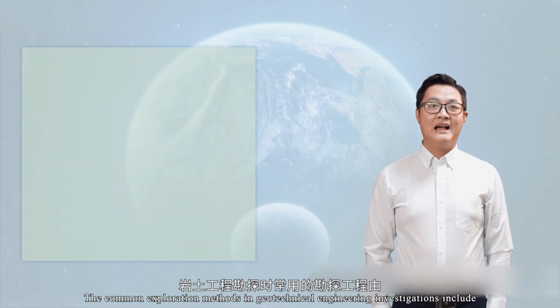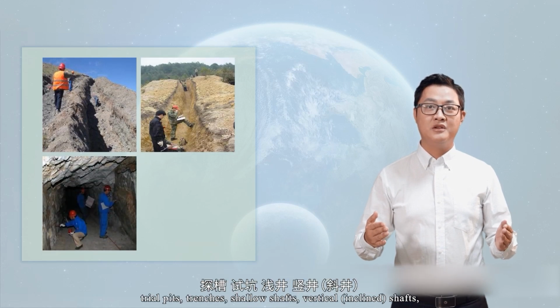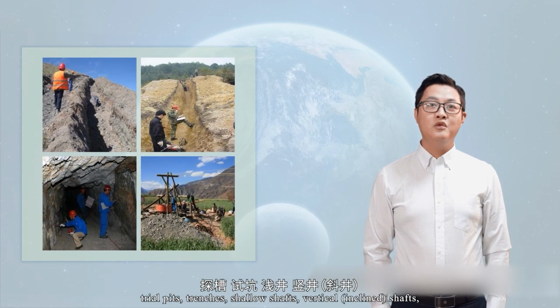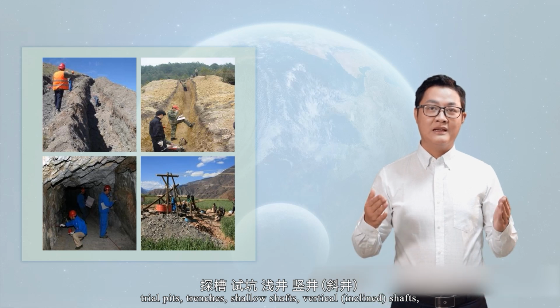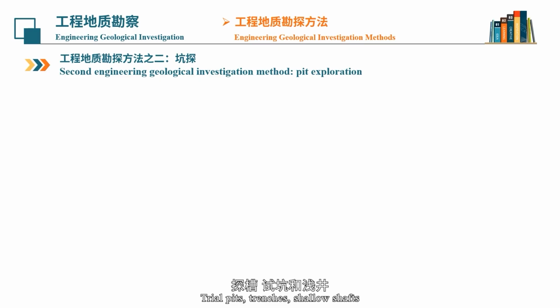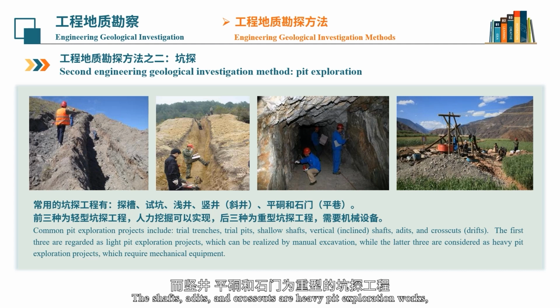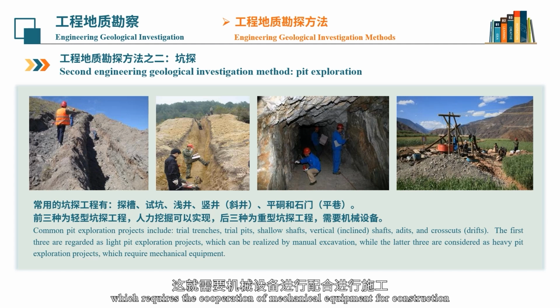The common exploration methods in geotechnical engineering investigations include trial pits, trenches, shallow shafts, vertical and inclined shafts, adits, crosscuts, and drifts. Trial pits, trenches, and shallow shafts are light-duty pit exploration works, which can be achieved by manpower mining. The shafts, adits, and crosscuts are heavy pit exploration works, which require the cooperation of mechanical equipment for construction.